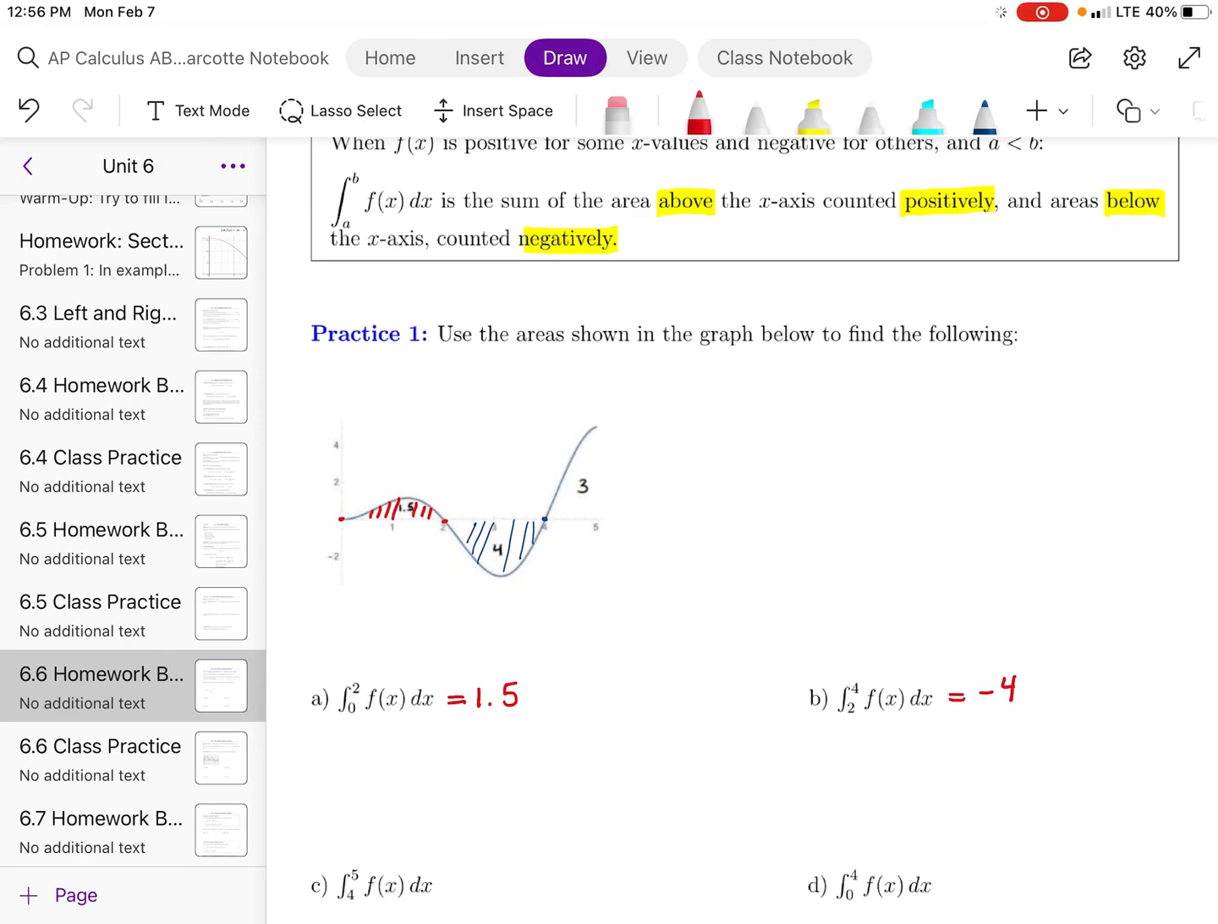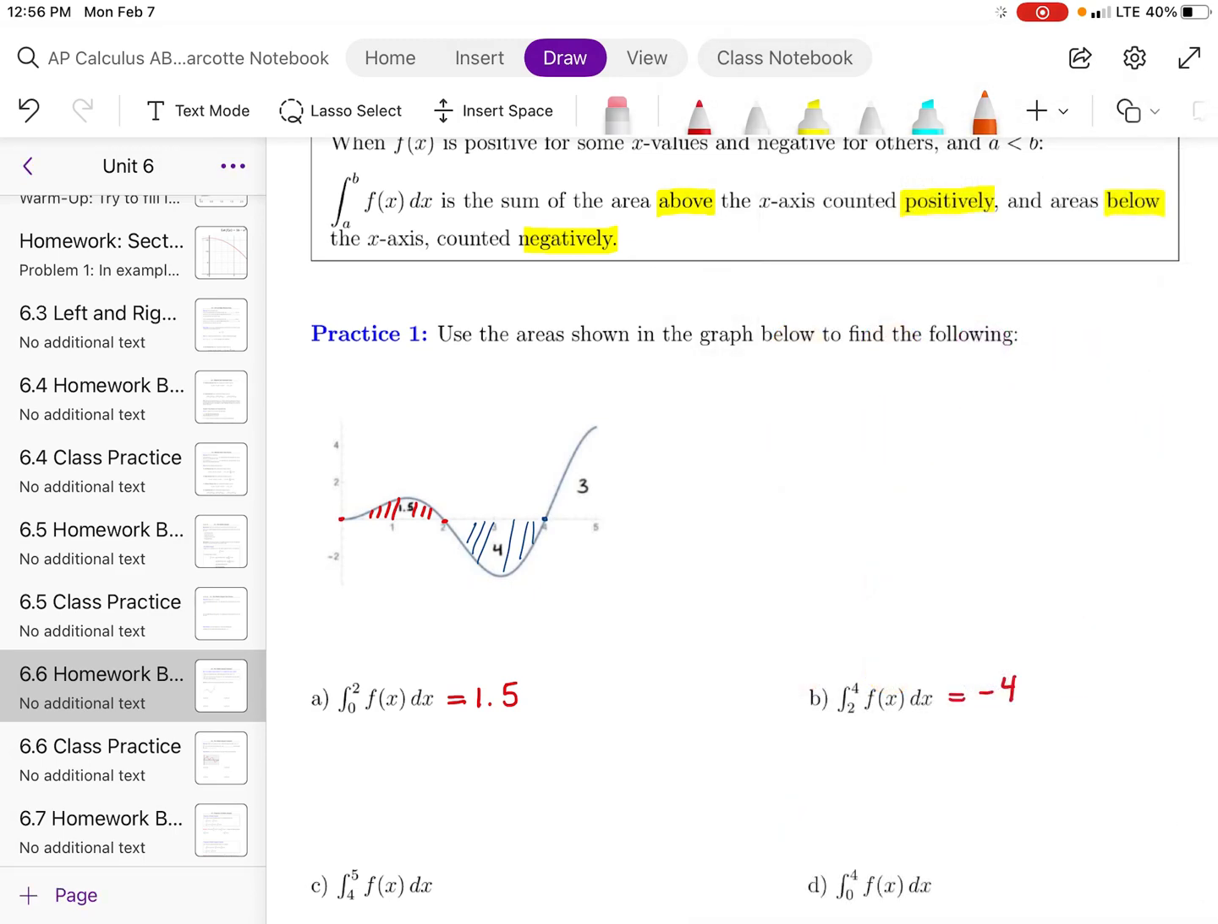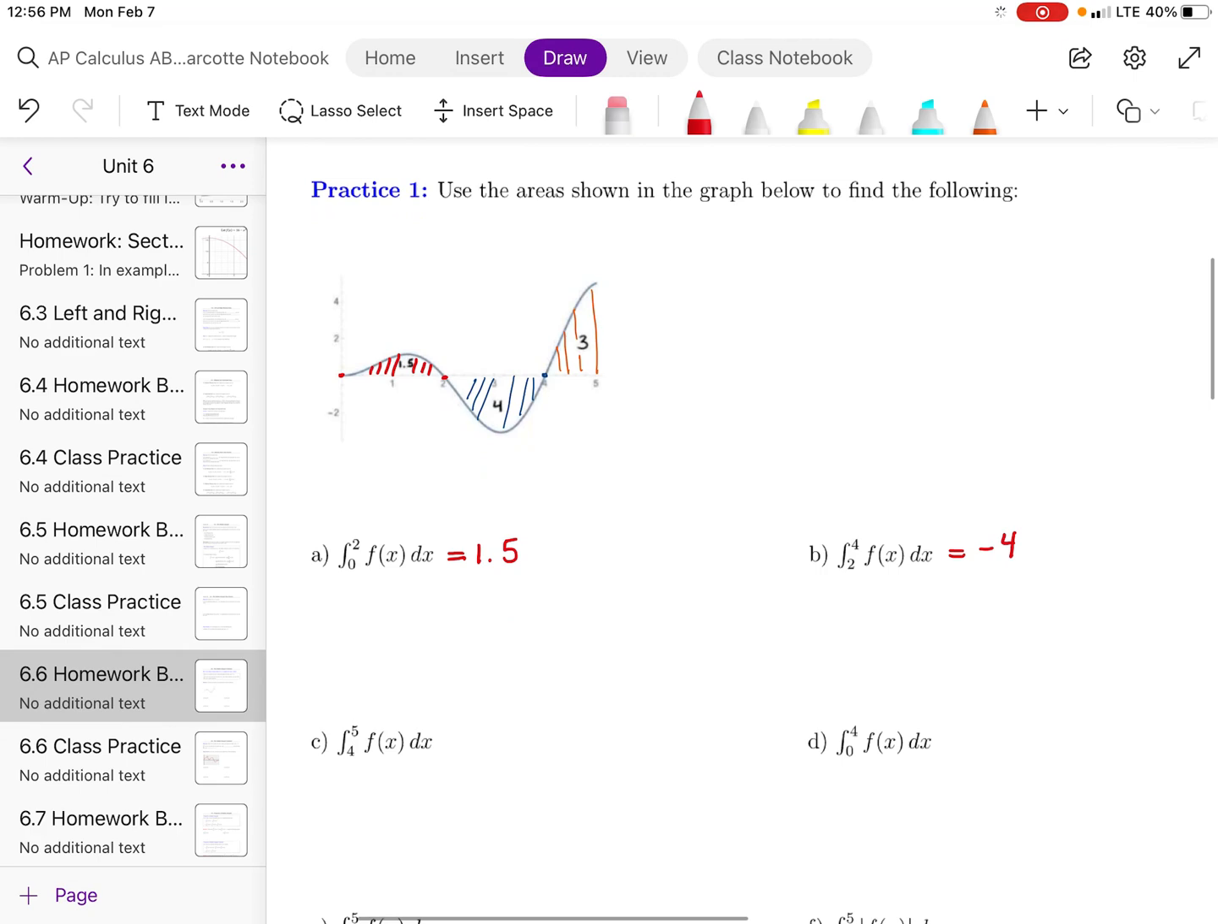And then from 4 to 5, this area is above the x-axis, so this area is just going to be counted as positive 3.